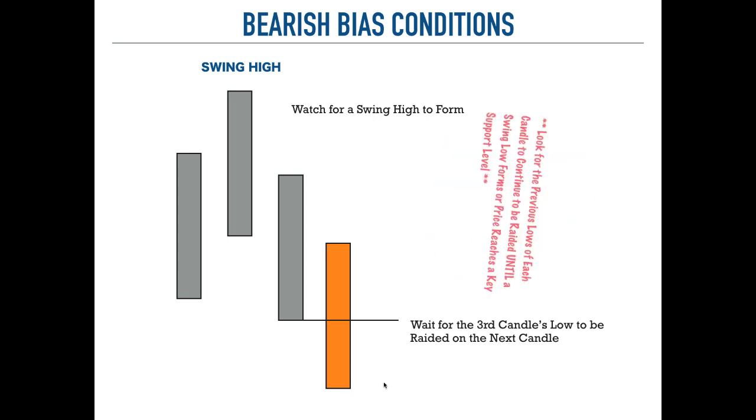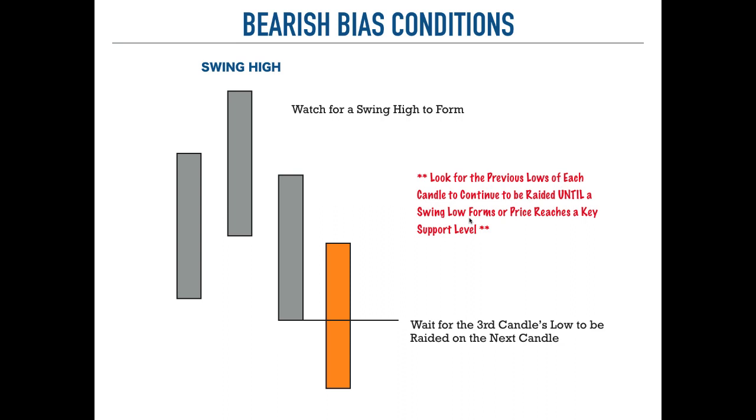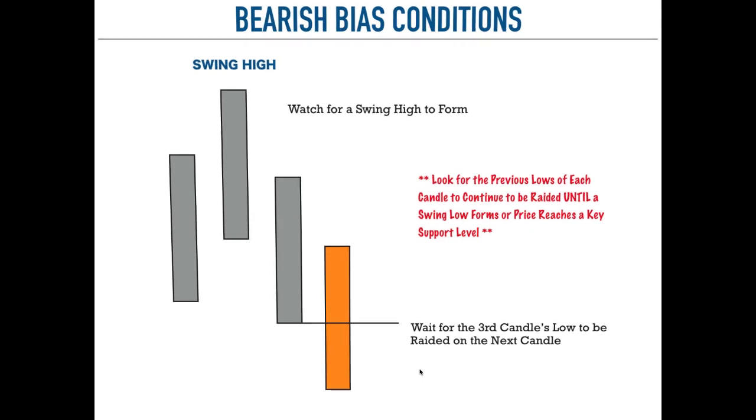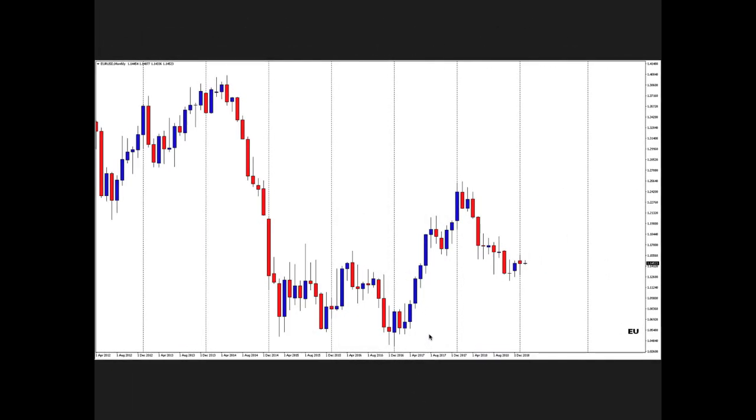Then you're going to look for price to be rating the lows of each successive candle until a swing low forms or price reaches a key support level. Now let's look at how that relates to a chart, and then we can talk about that in more depth and you can look at some details.